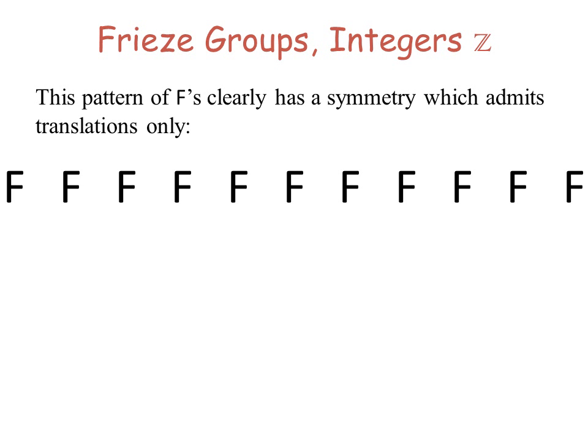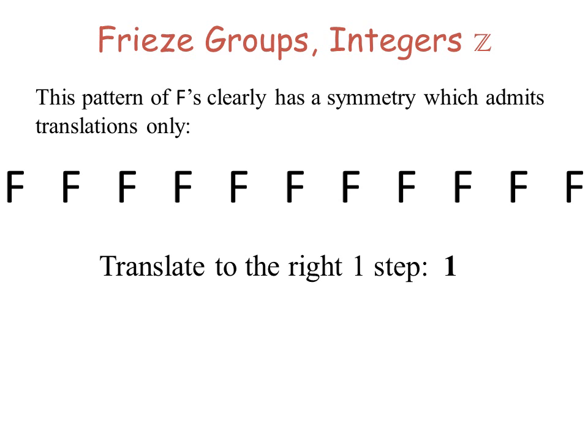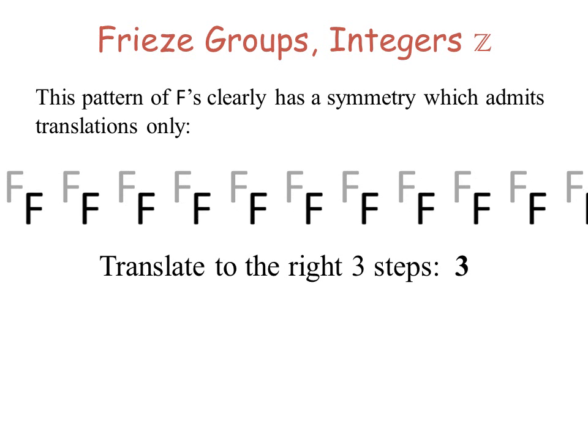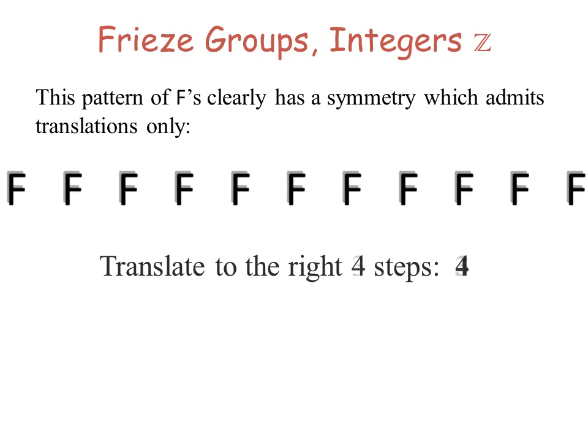This pattern of F's clearly has a symmetry which admits translations only. We can translate to the right one step. We associate this with integer 1. We can translate to the right 2 steps. We associate this with integer 2. We can translate to the right 3 steps. We associate this with integer 3. We can translate to the right 4 steps. We associate this with integer 4.